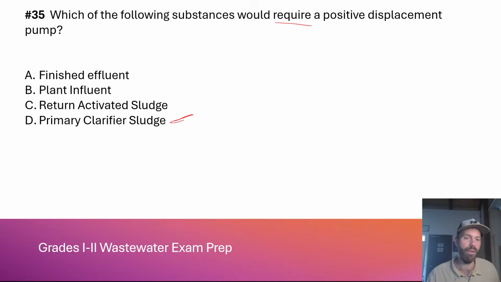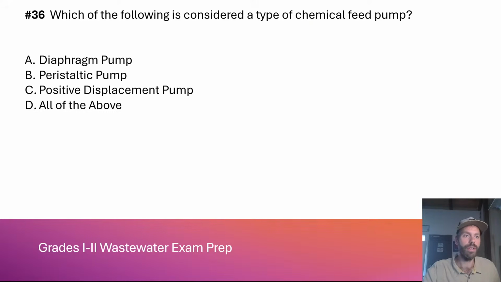Plant influent, no. I mean, your TSS on your plant influent's what, 300? Very, very liquidy, and finished effluent's just water for the most part. So yeah, it's primary clarifier sludge. You need positive displacement pumps to move thick, solids-heavy liquids. One more question and then I'm going to check the chat after this question.